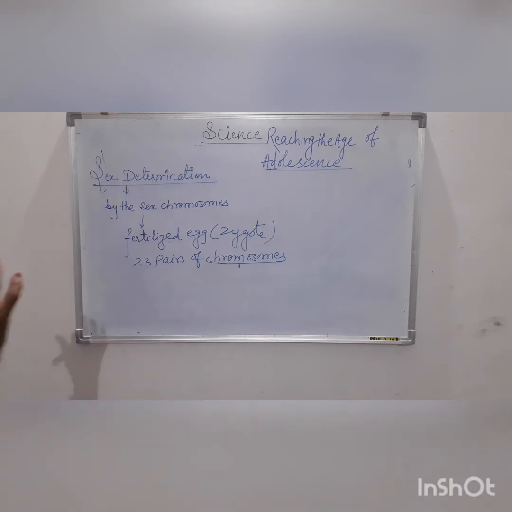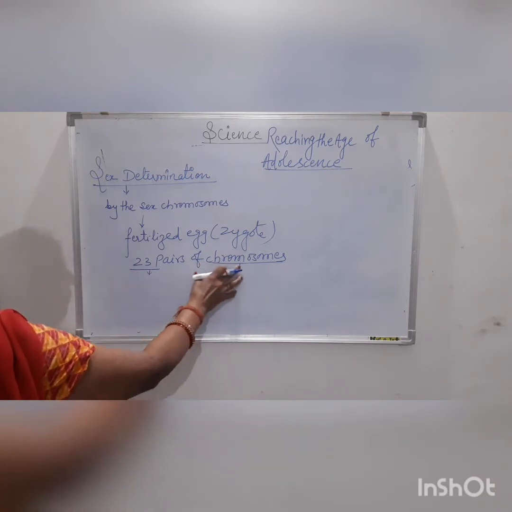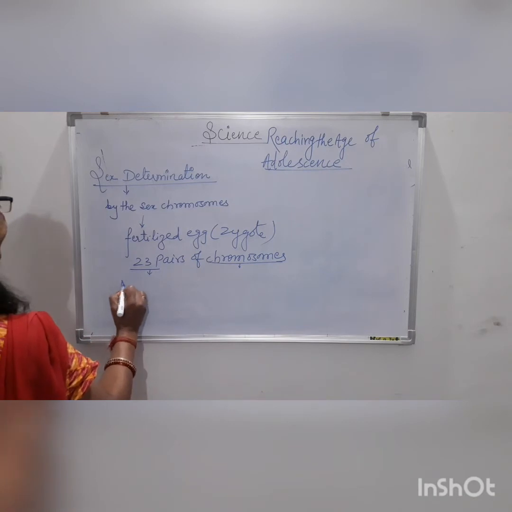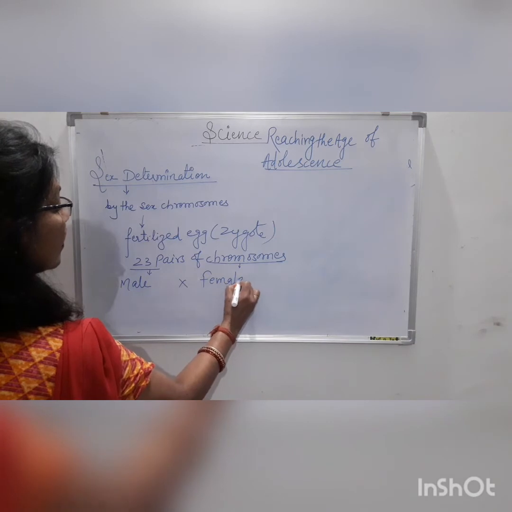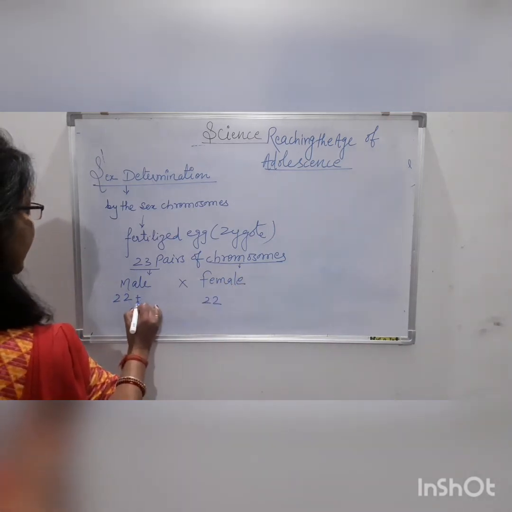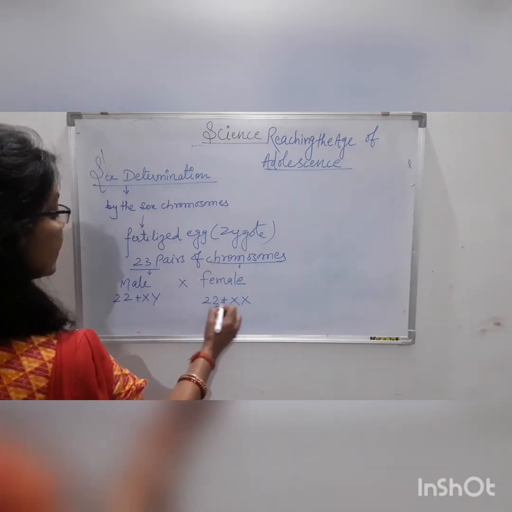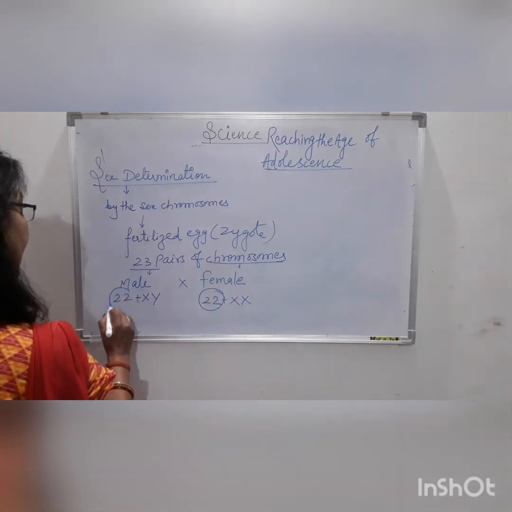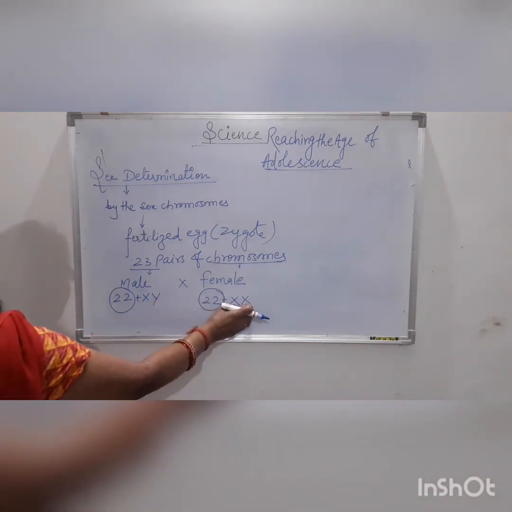So how many pairs of chromosomes are there in the nucleus of every cell? That is 23 pairs of chromosomes, in male and female. Okay, children? 22 pairs plus the last pair: XY in the male and XX in the female. It means in both male and female, 22 pairs of chromosomes are identical, and the last pair in the male and in the female is what?